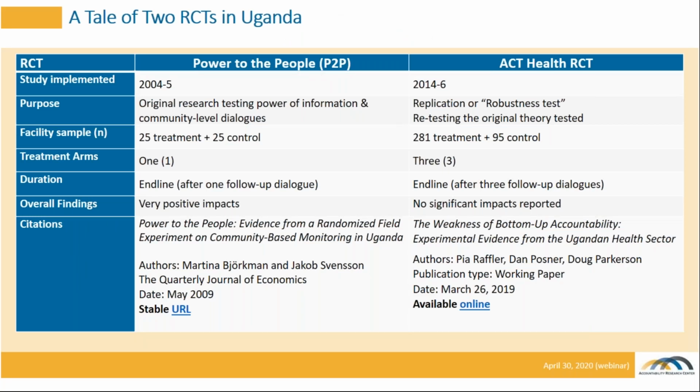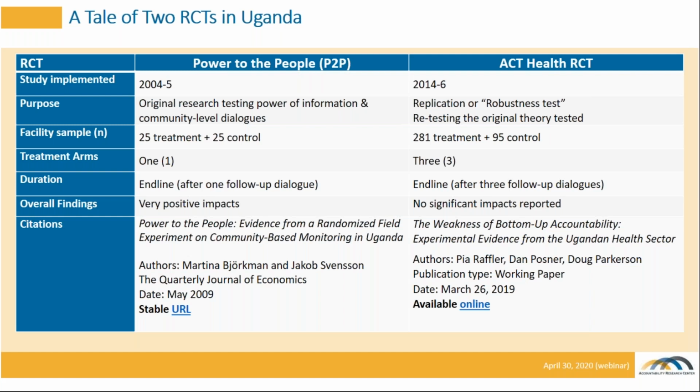So the first RCT, Power to the People, was published in 2009 based on fieldwork in 2004 and 2005. It reported very strong positive findings on health, and it popularized a relatively simple and inexpensive accountability approach. So because it popularized an approach, the purpose of the Act Health RCT was to see if those strong positive findings could be replicated 10 years later.